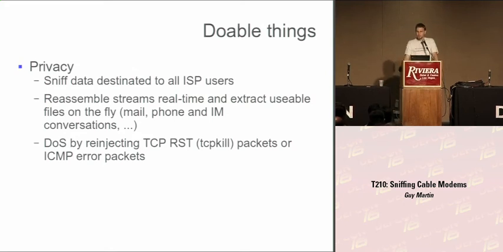Okay, so what you can do. First, privacy. Of course, you can sniff all the data. That's easy, but then you need to process it. Sniffing all the data, you get, let's say, 5 megs per second of traffic. This is huge, so you need to really sort out and say, okay, I want this part of the traffic.